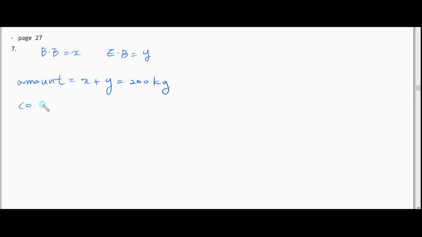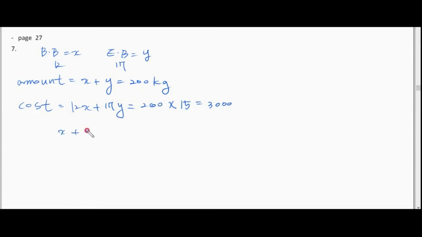And then this is about the cost. X, the Brazilian was 12, so it will be 12x, and Ethiopian was 17. 12x plus 17y, and this equals, so 200 multiplied by, she's selling $15 per kilogram, so 15. And then if we calculate this, it'll be 3,000. And instead of drawing the graph this time, it's just a bit complicated, so we'll just use an equation.